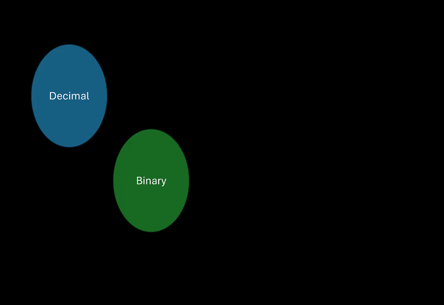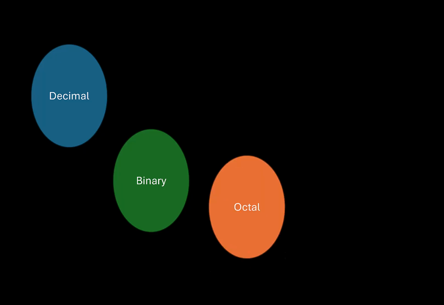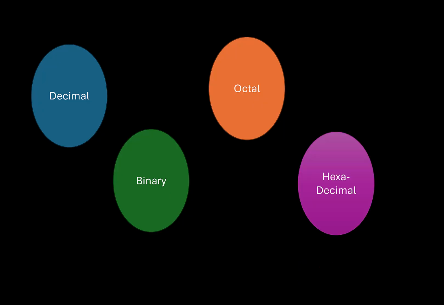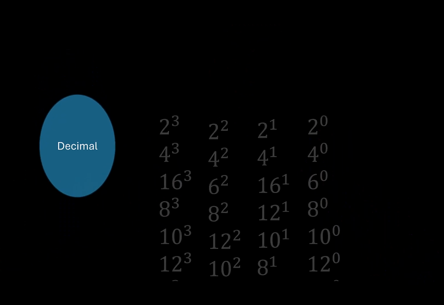There are other systems you'll see in computing and engineering like Octal, base 8, and Hexadecimal, base 16. Each of these systems has its own way of representing numbers. Learning how they work and how to convert between them will help you understand how data is stored, processed, and displayed in digital devices. Let's start with the one we know the best, the decimal system.